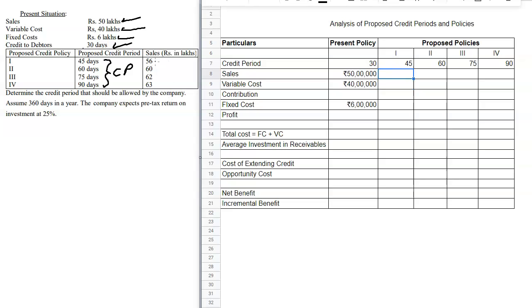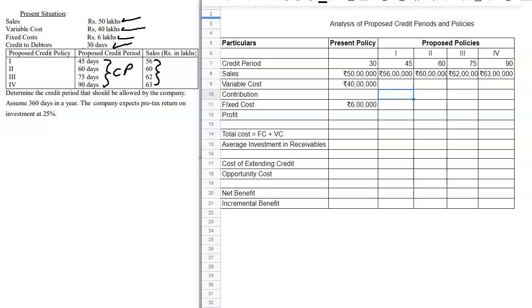sales. So all of this is in lakhs. Alright, so remember to write it as 56 lakhs, 60 lakhs, and so on and so forth. Okay, so we have 56 lakhs, 60 lakhs, 62 lakhs and 63 lakhs.